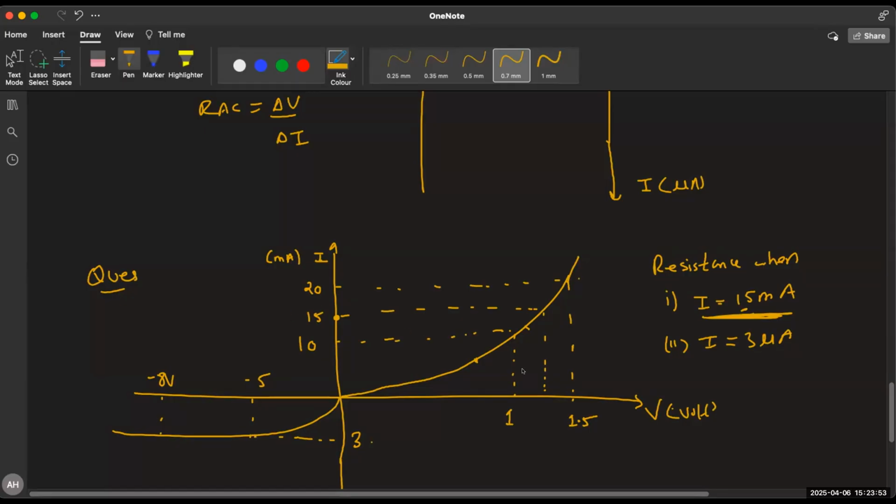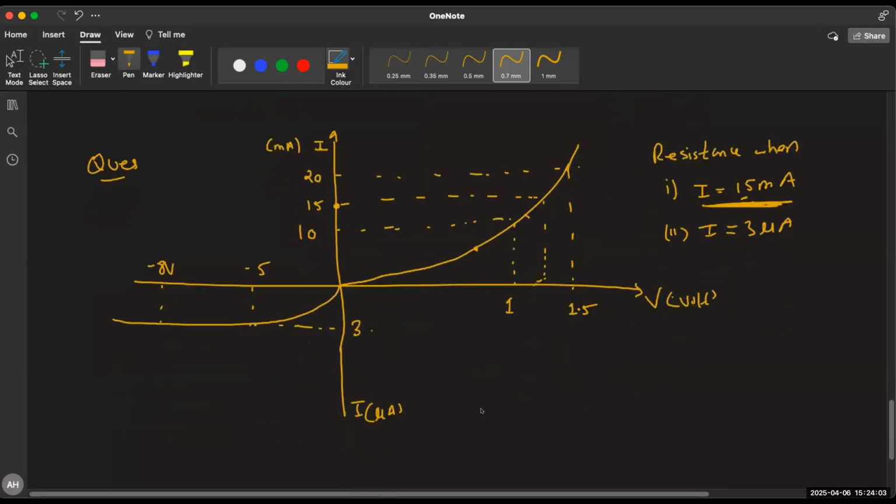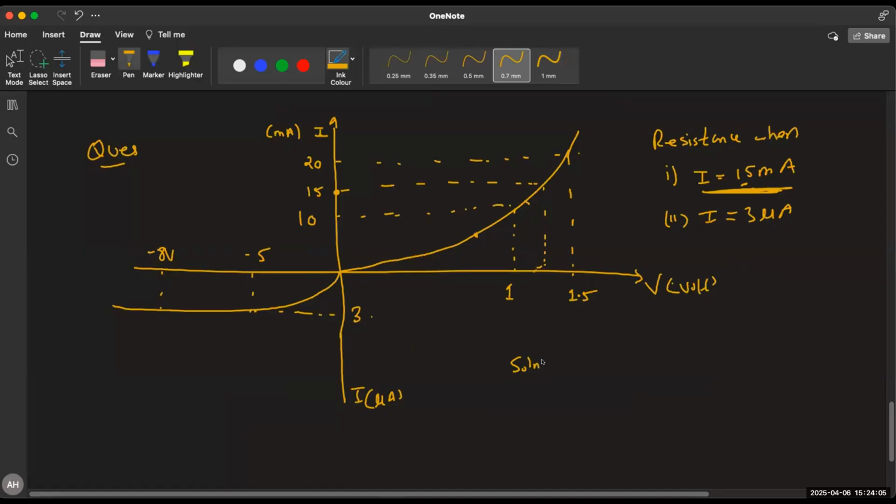No, the value is not given. That means you can't calculate DC resistance. For DC resistance, you need the voltage corresponding to the current. So if the value is not given, it's asking you to calculate AC resistance.